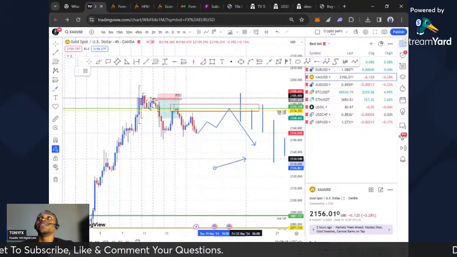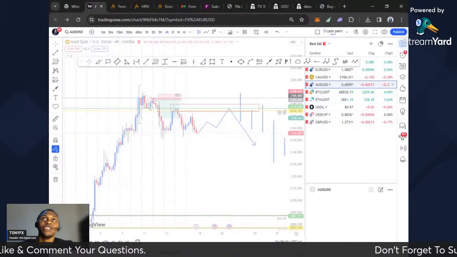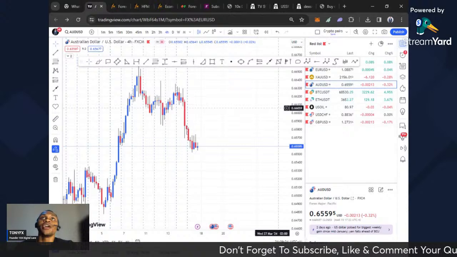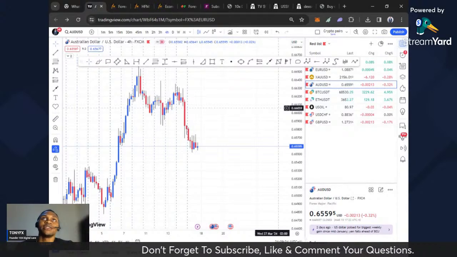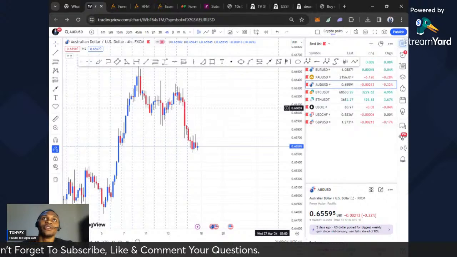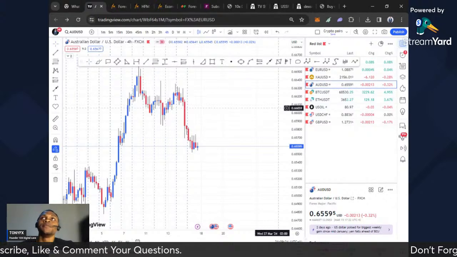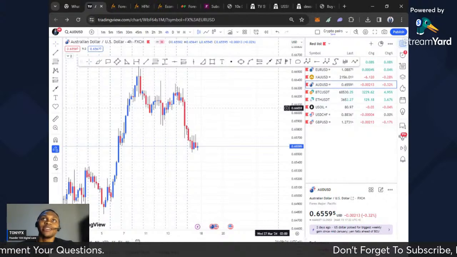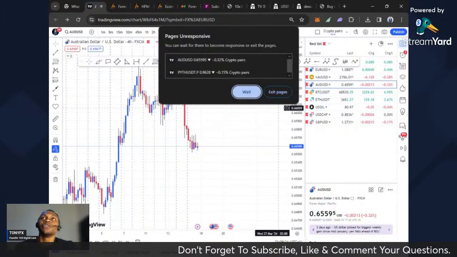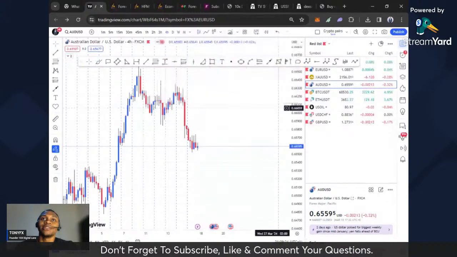Okay, so the next on the list is AUD USD. AUD is a major currency just like Euro USD. And since we anticipate a buy on Euro USD, I also anticipate a buy on AUD USD. So the chart is currently loading, so we'll take a good look at the chart.